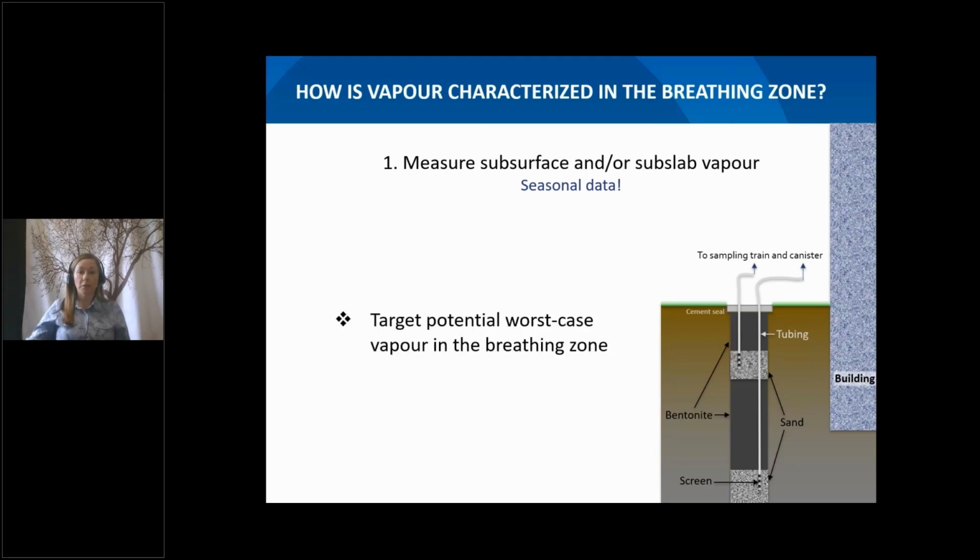As per Protocol 22, the potential worst-case vapor concentrations expected in the breathing zone must be evaluated, and therefore sampling should target these areas. It should be noted that the estimation of exposure in the breathing zone using subsurface and subslab vapor data is Approach A in Technical Guidance 4. Approaches B and C in this technical guidance, which includes measuring ambient air and estimating vapor based on partitioning from soil or water, are not typically useful or adequate to characterize soil vapor for the majority of sites.